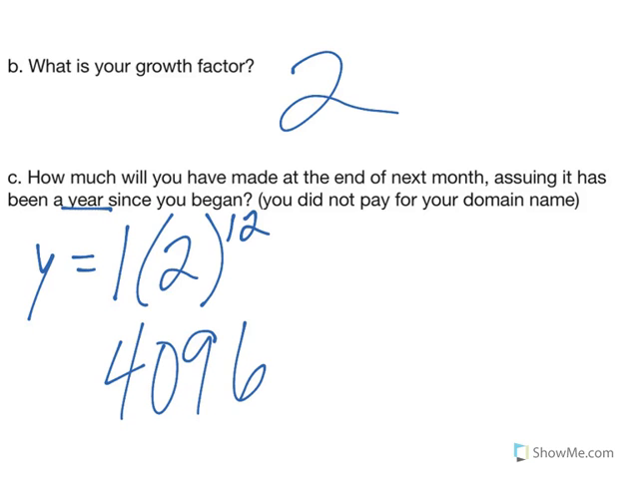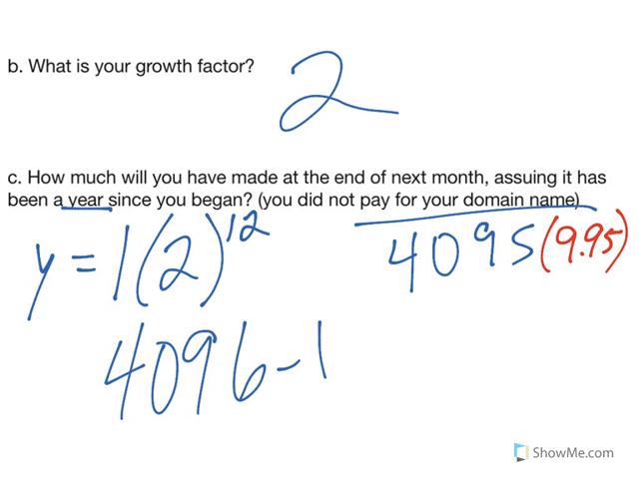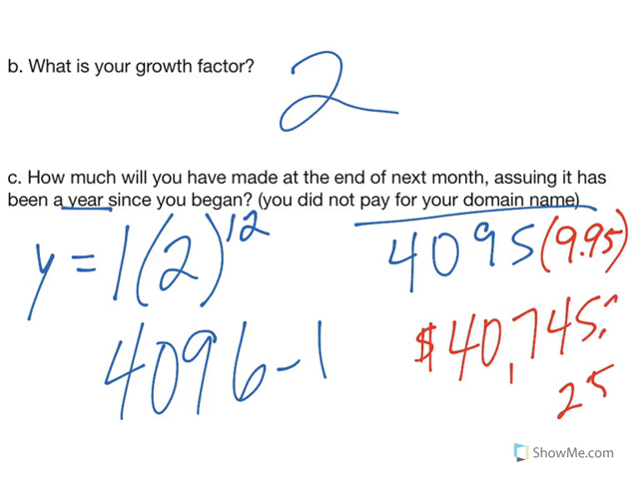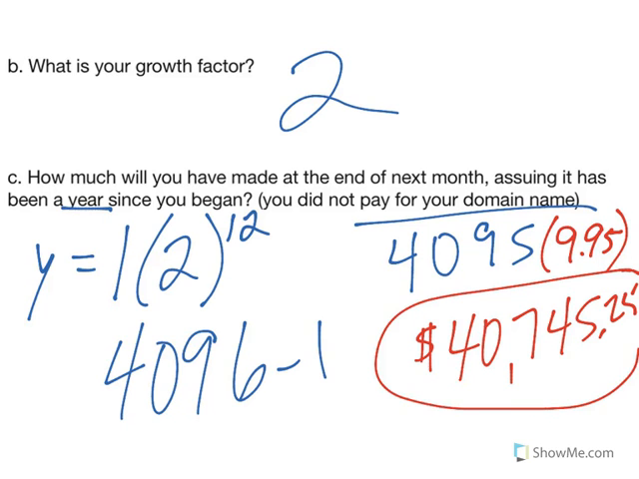Now, that's how many domain names we've registered, but you didn't pay for your own domain name. So we're going to subtract yours out of there, and you have 4,095 domain names that people have paid for. And they paid $9.95 a piece. So after a year, you've made $40,745.25. That's not bad for just coming up with this product and then letting it do its own business.